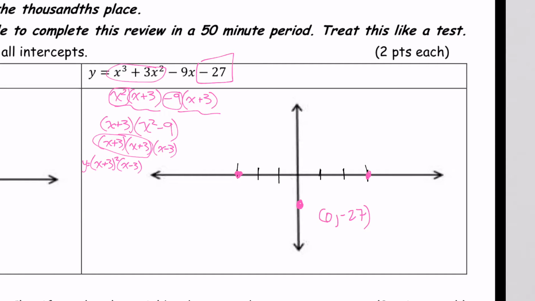And which of these zeros bounces, which of these zeros crosses? Well, the x plus 3 squared factor is saying that negative 3 is going to bounce, and the x minus 3 factor is saying that positive 3 is going to cross. So again, end behavior is dictated by that y-intercept, and we're left with something like that. I didn't draw it very smoothly, but that's the general behavior at the intercepts and end behavior. Notice it is a positive cubic this time. So there you have it.